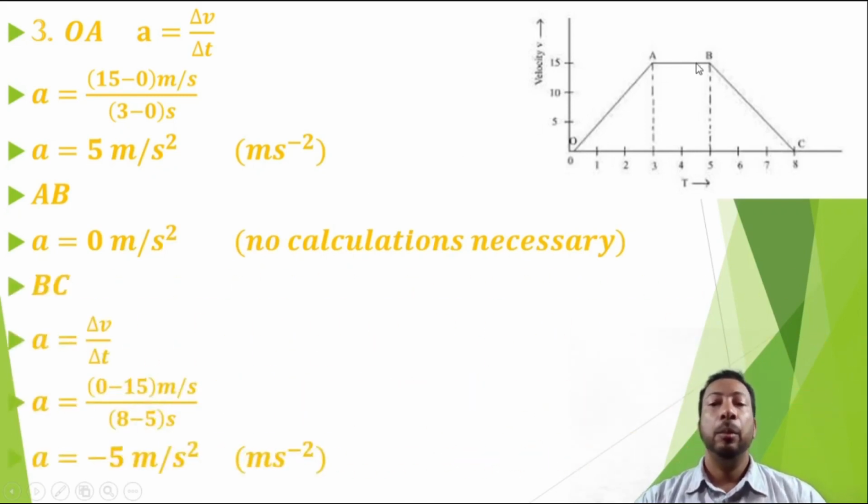Finally, the portion BC of our journey. The acceleration is the change in velocity divided by the change in time. So here now, it goes from 15 down to 0. So 0 take away 15 is negative 15. And then the time goes from 5 up to 8. So 8 take away 5 is 3. So negative 15 divided by 3 gives us negative 5. So our acceleration is negative 5 meters per second squared.